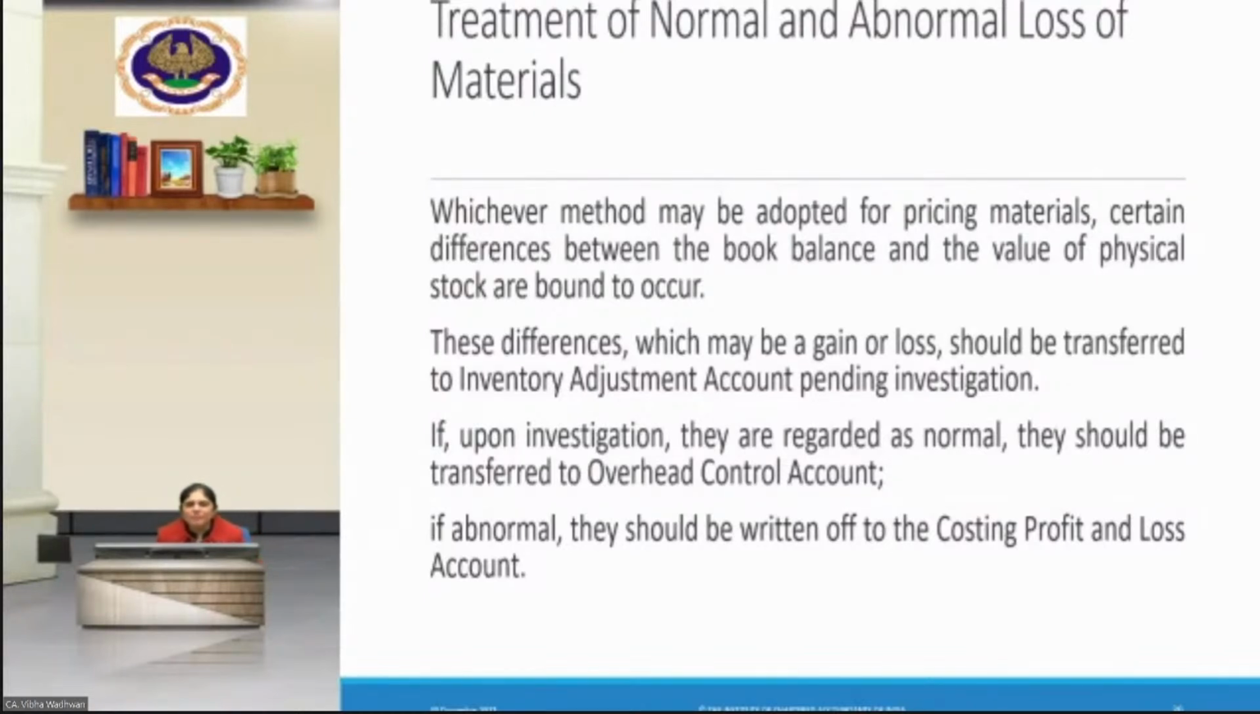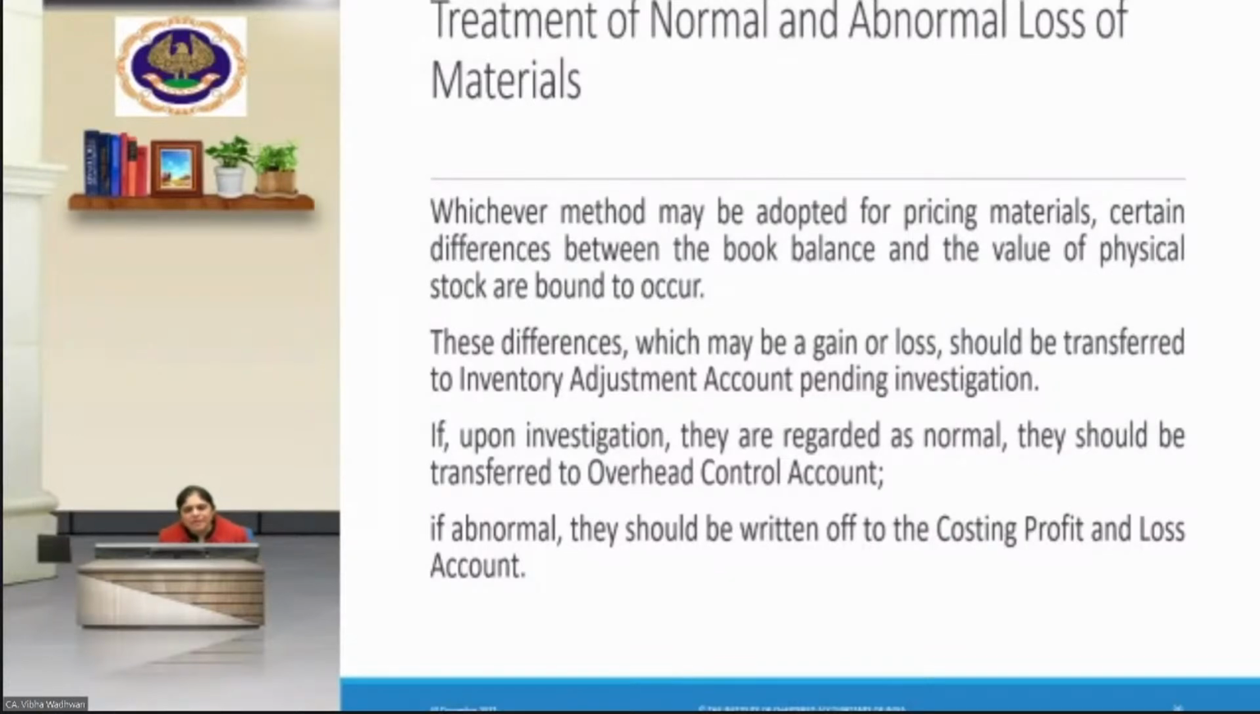So whatever method we adopt, there are certain differences between book value and the physical stock. The book value shows 100 units, but when we do physical stock taking, the physical stock is generally less than the book value, because there has to be some normal wastage, normal loss, which the book value cannot predict or measure. But when we do the physical stock taking, the physical measure, then the discrepancy comes.